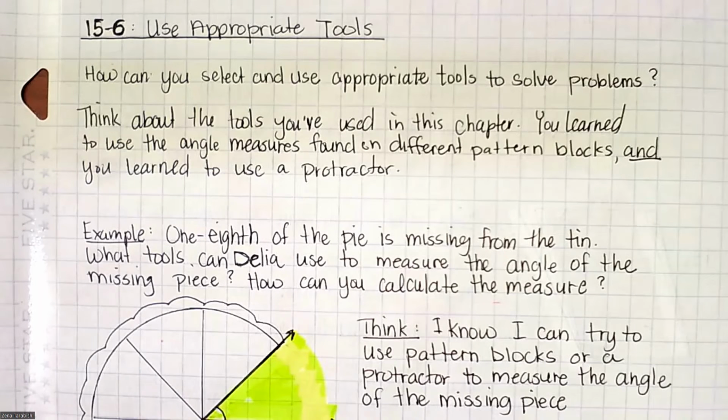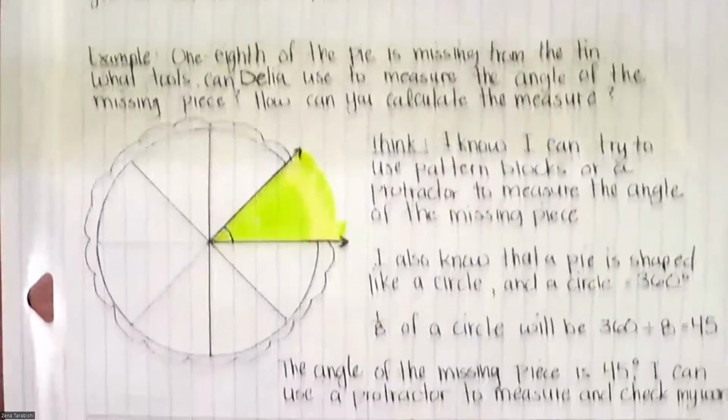Okay, so using appropriate tools. Think about the tools that you've used in the chapter. You learned how to use the angle measures found on different pattern blocks. You've learned how to use a protractor. You also already know how to use a ruler and a lot of other tools such as fraction strips and things that we've used throughout our math book. So let's go ahead and take a look at our first example.